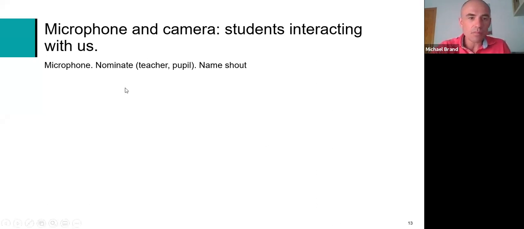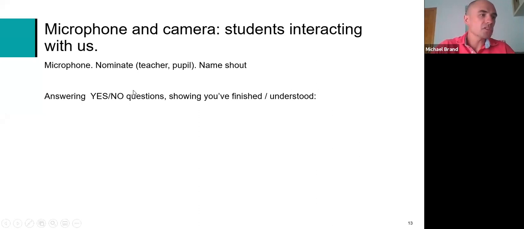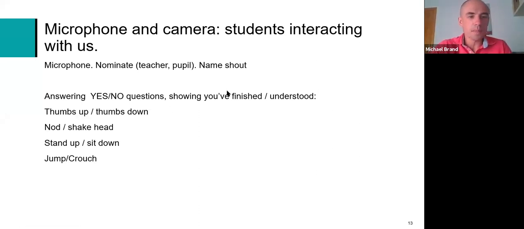Okay, moving on. There are lots of ways to answer yes, no questions in class, or perhaps to show that you've finished. You might set them an activity and then want to know when they've finished, or for them to say if they've understood. Of course, you can test whether they've understood as well. Imagine we could all see each other, you can get them to show thumbs up if you finished or thumbs down, nod if you finished or shake your head, and you can name them as well.